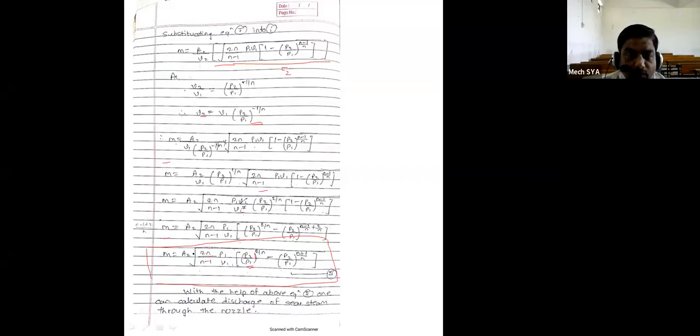So this A2, 2n upon P1 upon V1. So only the pressure ratio is variable. Others will remain as a constant. So this entire square root, A2 2n upon n minus 1, everything will be acting as a constant. So constant into differentiation of the equation d of d P2 upon P1 into square root of P2 upon P1.